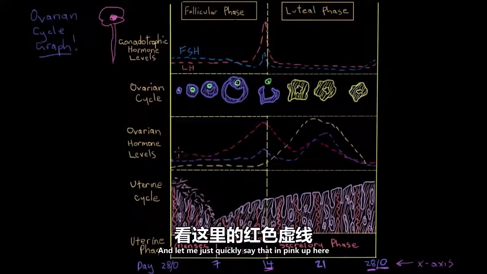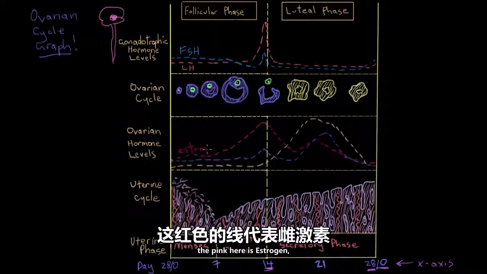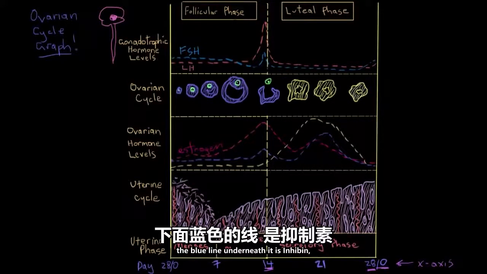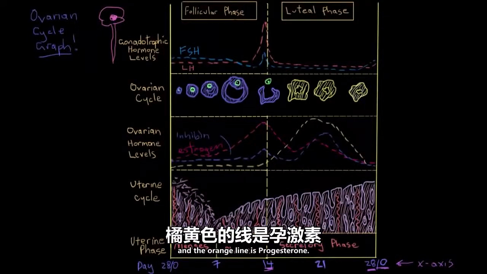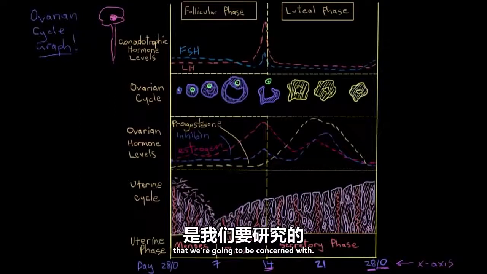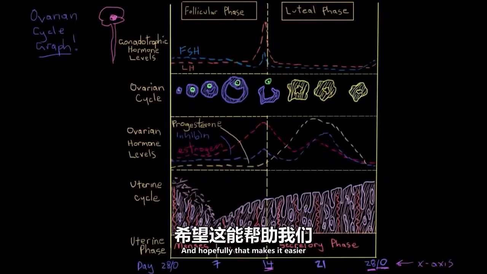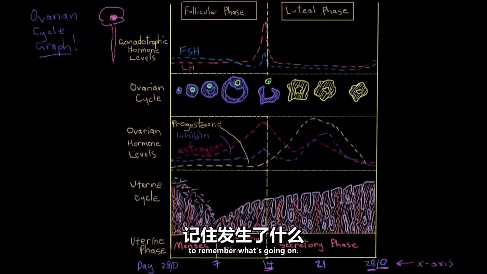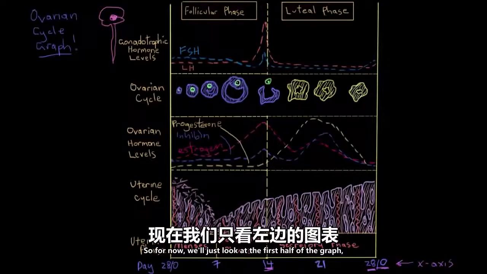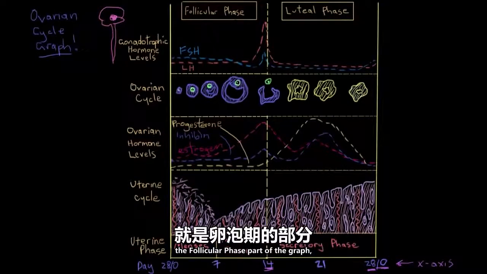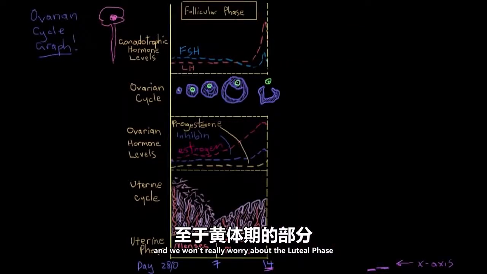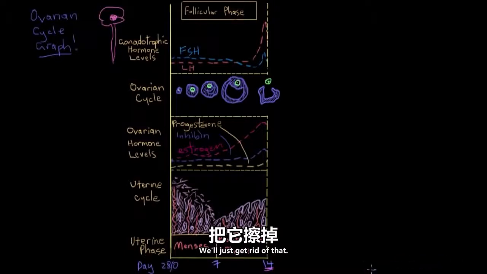Let me just quickly say that in the ovarian hormone levels up here, the pink is estrogen, the blue line underneath it is inhibin, and the orangey line is progesterone. So those are the three ovarian hormones that we're going to be concerned with. We've got this logical stepwise setup here, and hopefully that makes it easier to remember what's going on. For now, we'll just look at the first half of the graph, the follicular phase part, and we won't worry about the luteal phase part just yet. We'll just get rid of that.